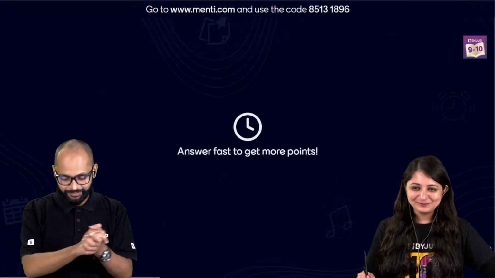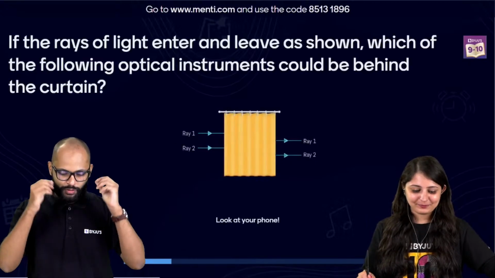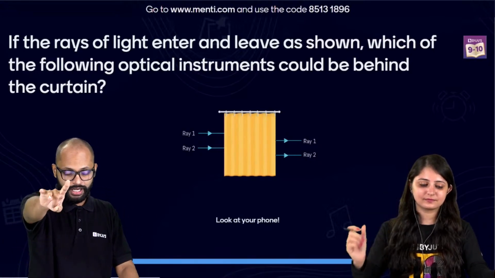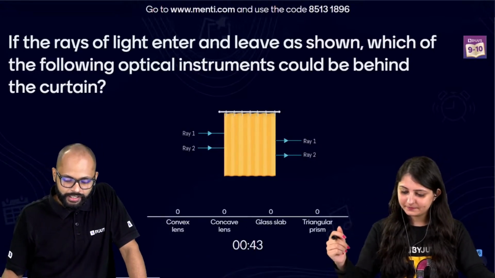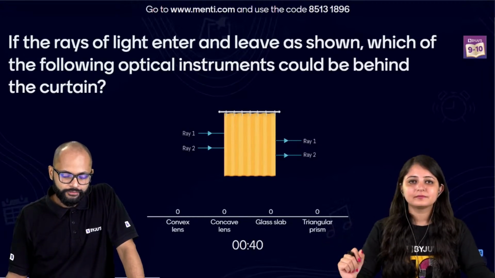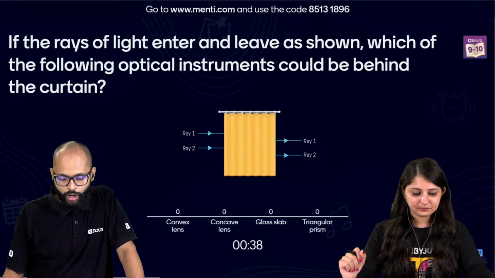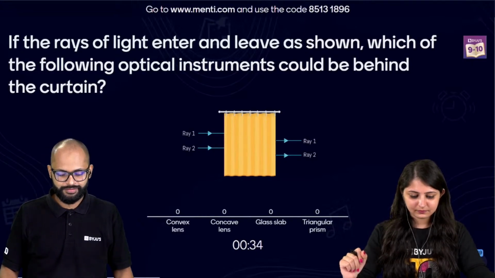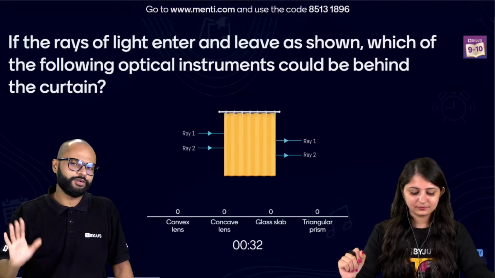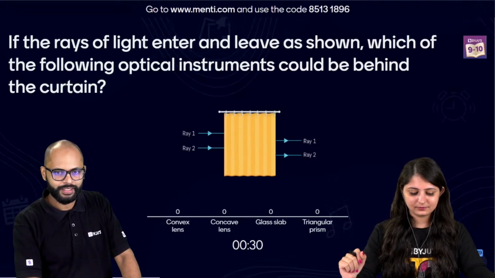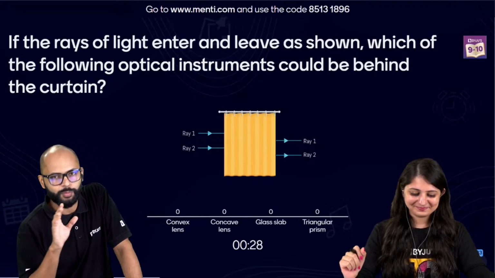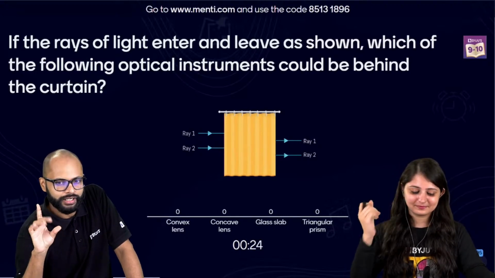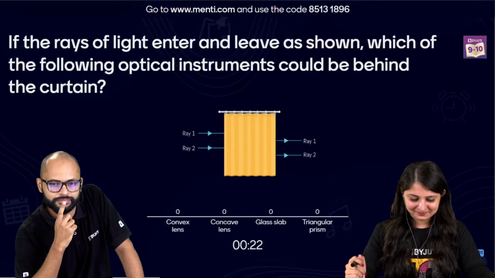Let's see the physics question then. Hoping for that. Ooh, this is a good question. Give the answer carefully, okay? If the rays of light enter and leave as shown, which of the following optical instruments could be behind the curtain? This is kind of a good question. I like this question. Not easy, not difficult. You just have to be careful. Just think of all the knowledge you have regarding light, and no answering in the chat.